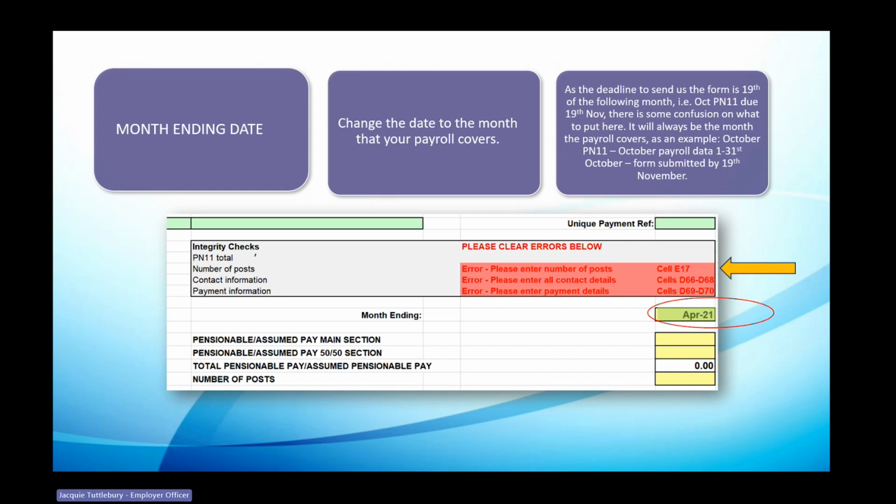PN11s in November. And just a reminder that the deadline for submitting the PN11 forms to the employer team is the 19th of the month, and contributions should be paid over to the fund within 19 days of the month in which the amounts were deducted from earnings. So payments and PN11s are to reach us by the 19th.